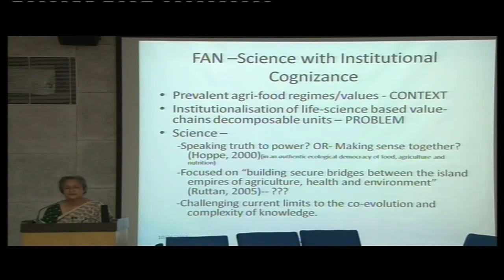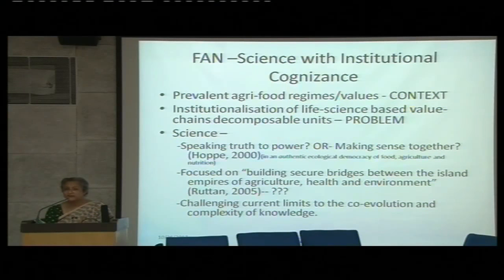So we need a different kind of problem statement, and to get away from the institutionalization of life science-based value chains of decomposable units and move towards knowledge-based bioeconomies of value networks, some of which Raghu was speaking about, value networks where employment matters. We're not looking at 9 billion mouths to feed, which is a rhetoric we've been fed endlessly. We're looking at 18 billion hands to work. There are opportunities there.